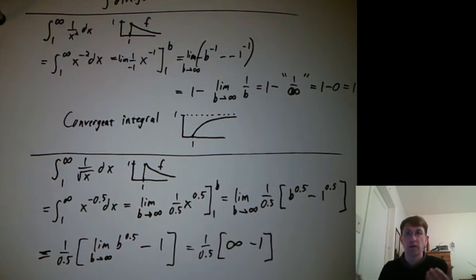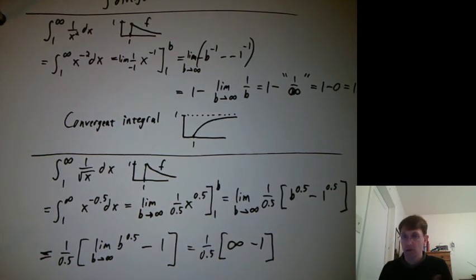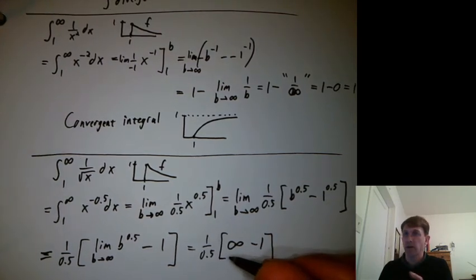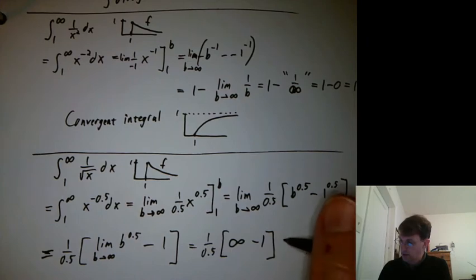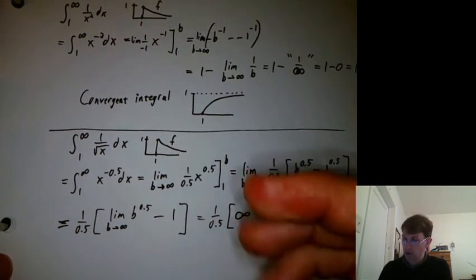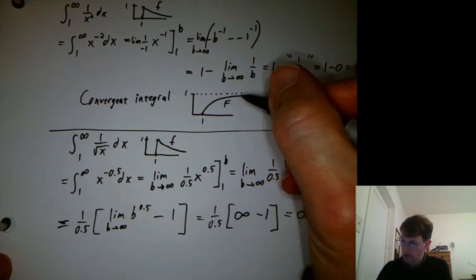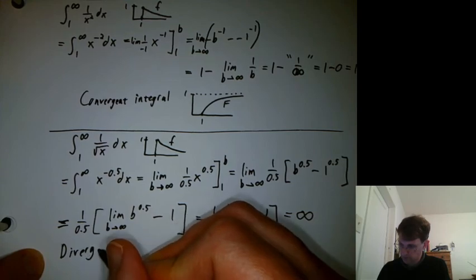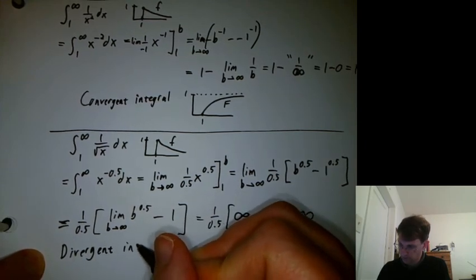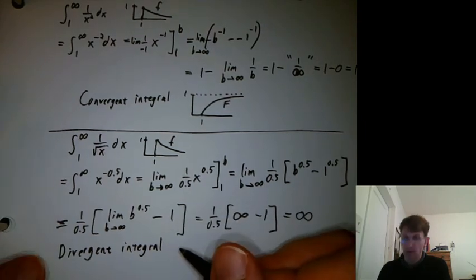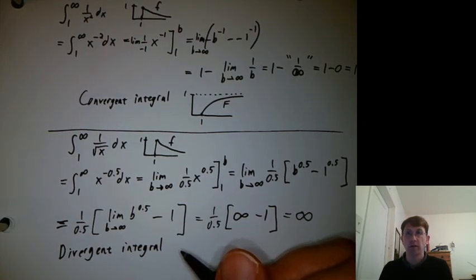And does this integral converge or diverge? Well, subtracting 1 from infinity, not going to change it. Dividing by 0.5 will double it, still infinity. So we get infinity. So this is a divergent integral. Oh, up here I meant to write capital F. So you could say divergent integral, or the integral diverges.